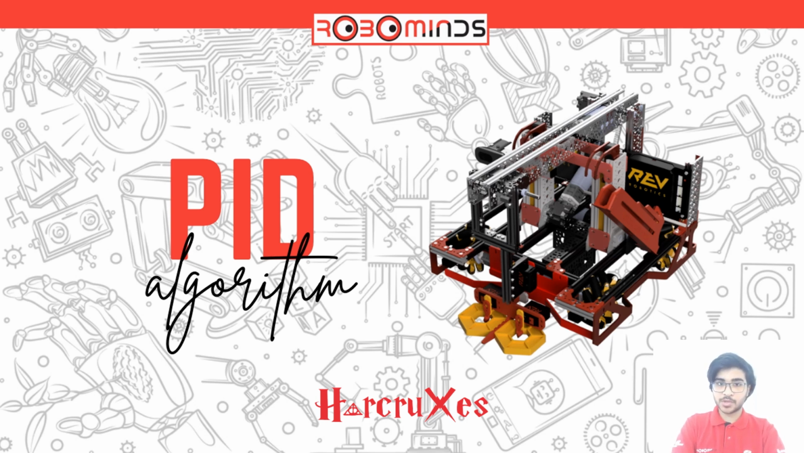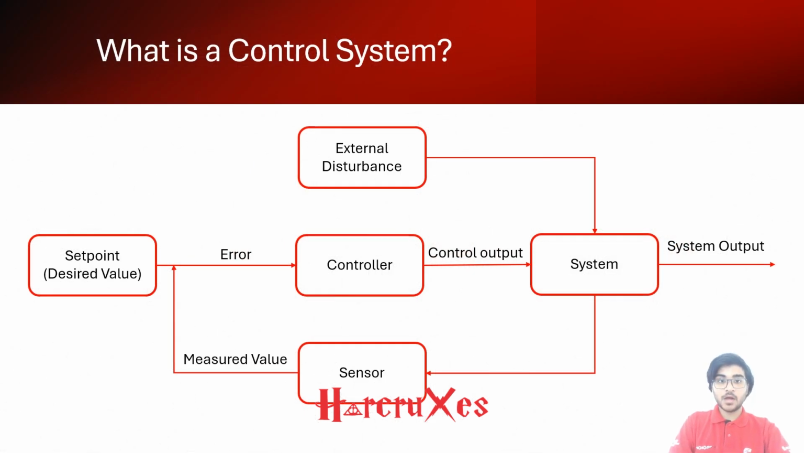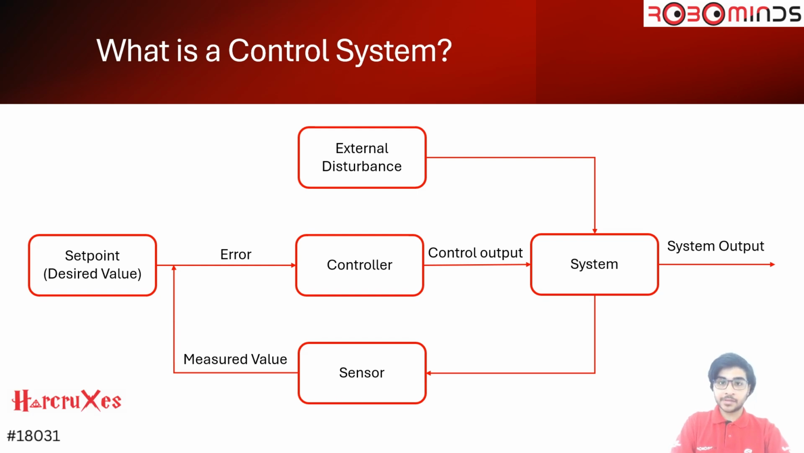Today, I'm going to talk about the PID control system and its algorithm. A control system is a mechanism through which a system's state can be controlled. Its components include a sensor, a controller, and a given system.